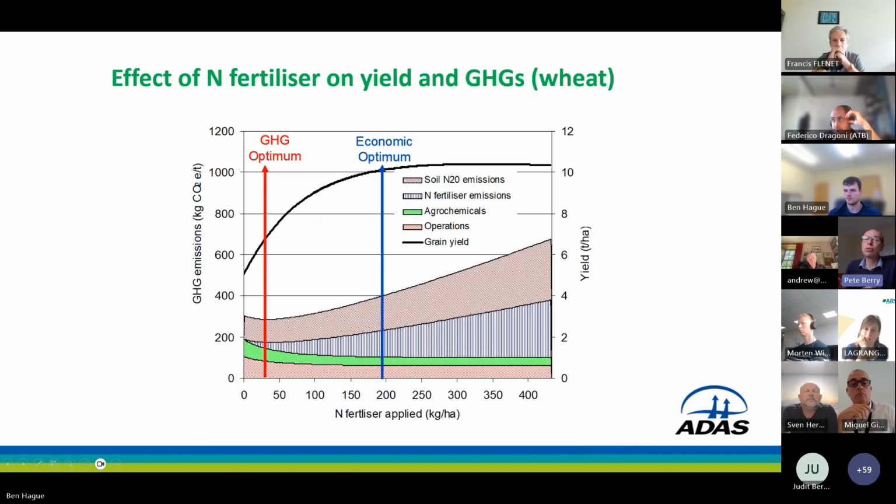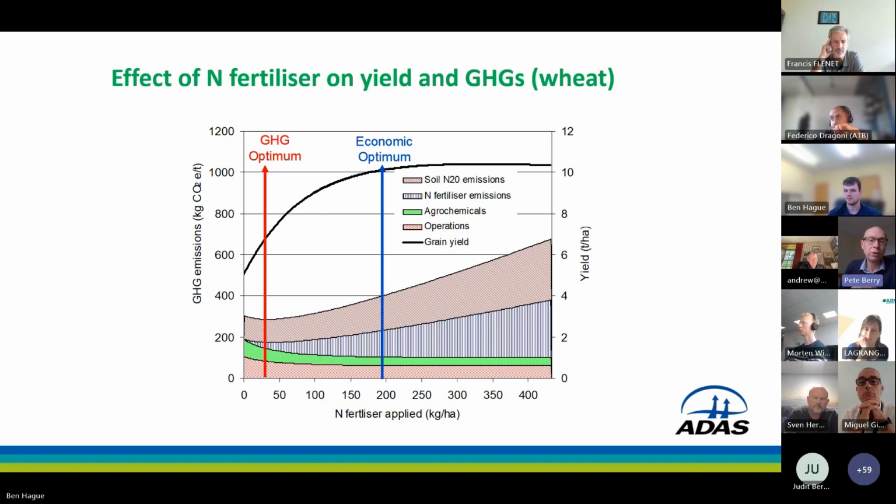And then this graph shows the impact of nitrogen fertilization on the greenhouse gas emissions. So the black line there is very similar to the yield response that you saw in the previous graph. It shows how yield increases with increasing fertilizer, and you've got the yield there on the second vertical axis on the right hand side. So that's the black line.